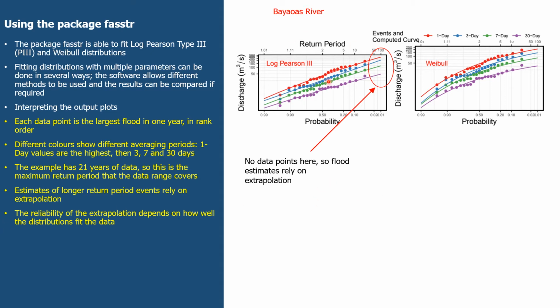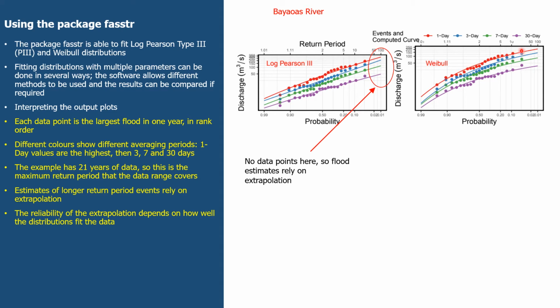So you can see in this plot we've got the log Pearson 3 and then the Weibull are here on the right. The lines show the distributions, and I think we could make a case that either the log Pearson type 3 or the Weibull is a better fit in this case. Statistically there's very little to choose between them.